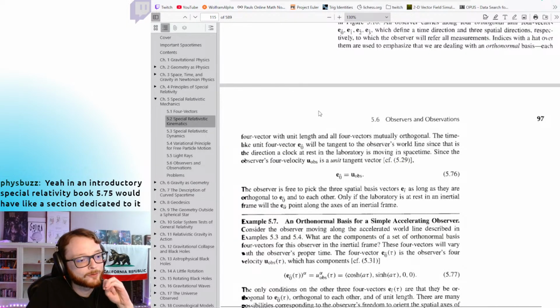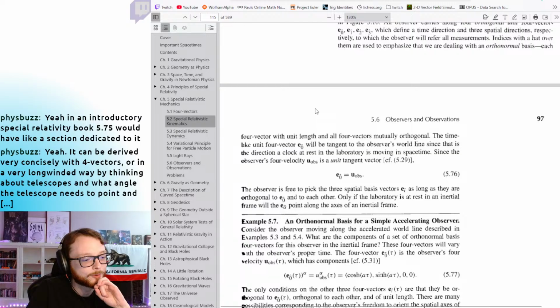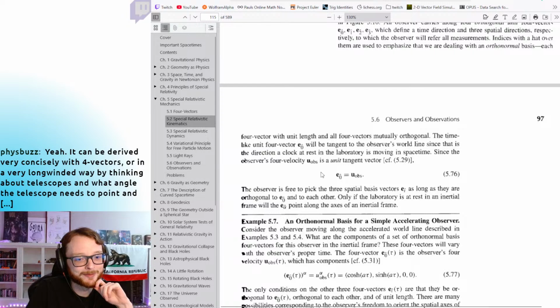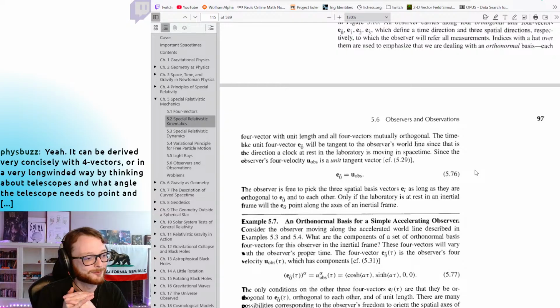We derive it very concisely with four vectors, or in a very long-winded way by thinking about telescopes and what angle the telescope needs to point. Oh, there's a problem about the angles of telescope pointing. I didn't choose it because it seemed super weird, but I definitely read about that in a different book this week. It's called aberration of light. Ooh, that's a cool name, at least.